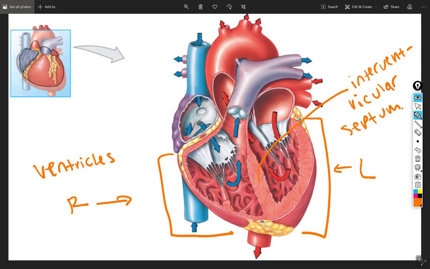Another way to be sure that you are correctly telling left from right in the heart, and this is a handy trick for looking at the heart from all angles, is to note the wall thickness. So the left ventricle has a much thicker wall than the right. See that? And that's because the left ventricle has a lot more resistance to work against.